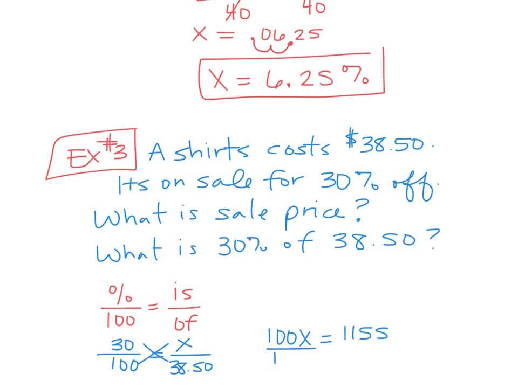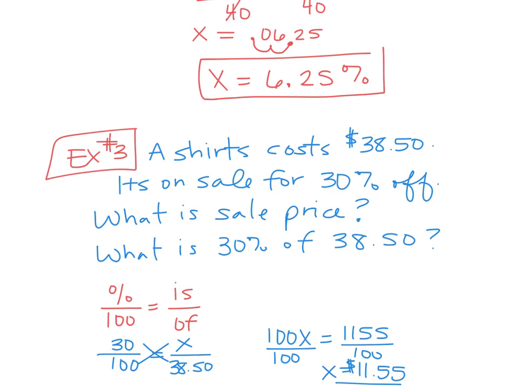Okay, if I divide by 100, then x comes out to 11.55. And we're talking dollars here, okay? Now here's the thing. We asked what's 30% of 38.50. And if that comes out to 11.55, then how do I figure out my sale price? Is that my sale price? Is the shirt going to cost $11.55 now?